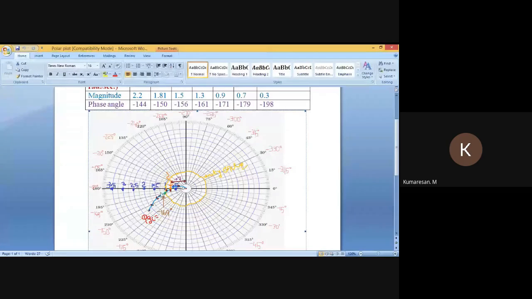So now we are going to connect the dots, all the dots. Start to draw and connect all the dots, then complete the curve up to the zero in the middle of your graph sheet.